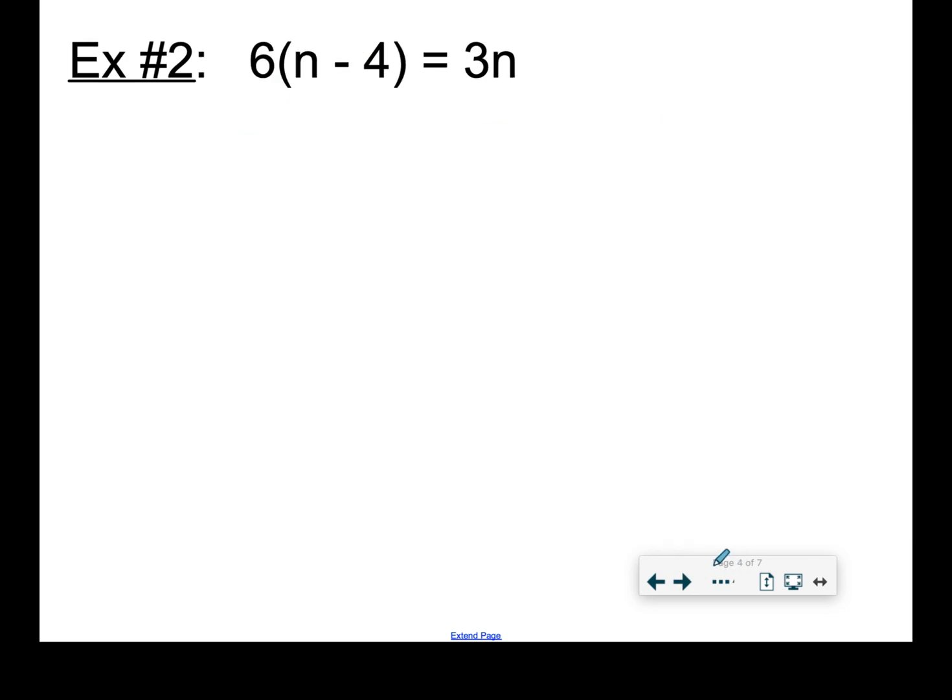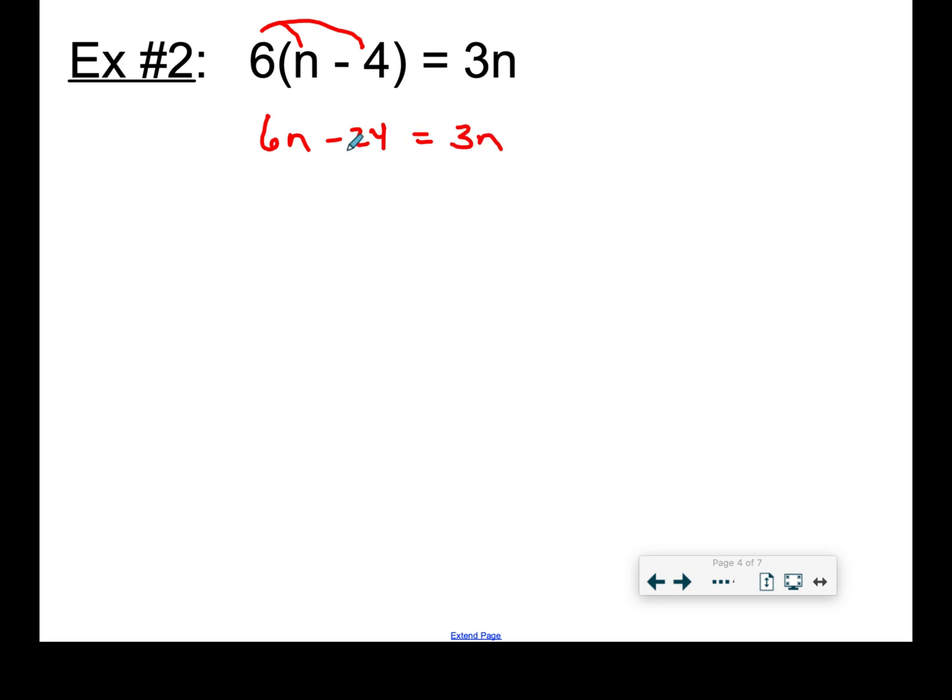So let's go to the next example here. And again, if we look on the right-hand side, there's nothing that I can do on the right-hand side, and there's no fractions here, so I don't have to worry about that. But on the left-hand side, I can simplify this a little bit. I can take this 6 and distribute it into the parentheses. So we're going to start with that. That gives me 6 times n is 6n, 6 times negative 4 is negative 24, equal to 3n.